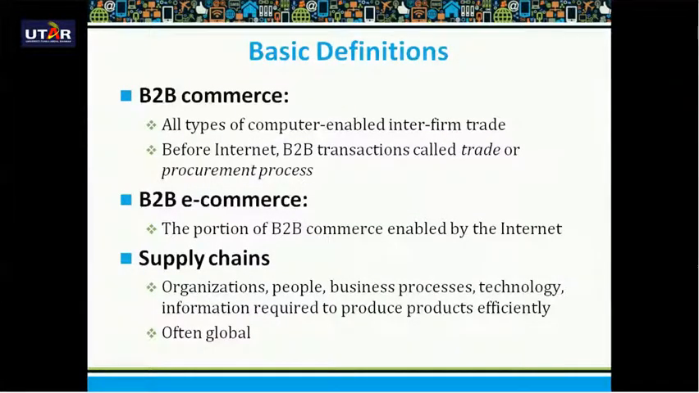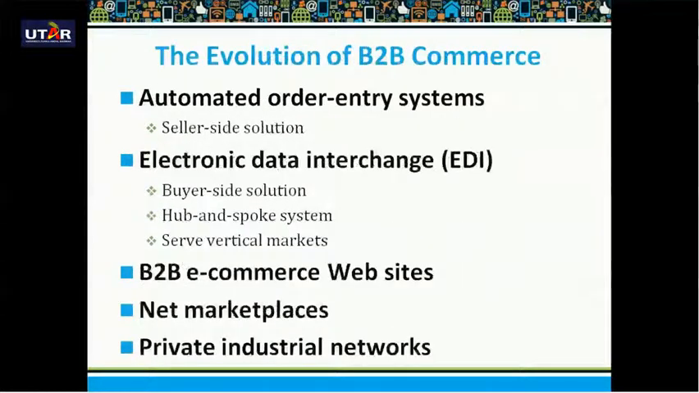So, the basic definition of B2B commerce: all types of computer-enabled transactions among firms. Before the Internet, B2B transactions called for a trade or procurement process. B2B e-commerce is the portion of B2B commerce enabled by the Internet. A supply chain is the organizations, people, business processes, technology, and information required to produce products efficiently, often globally.